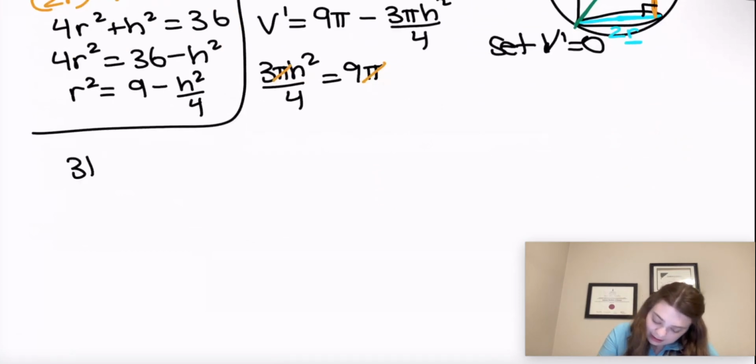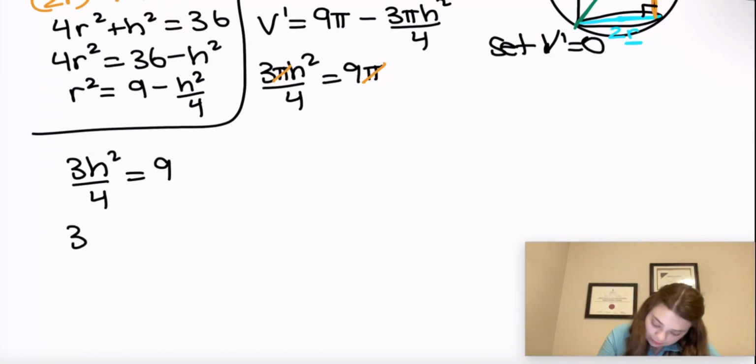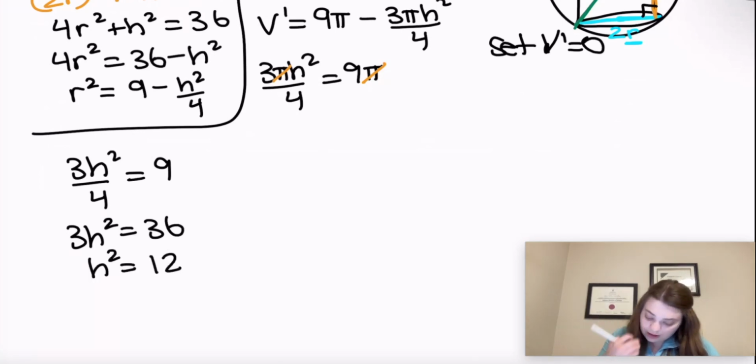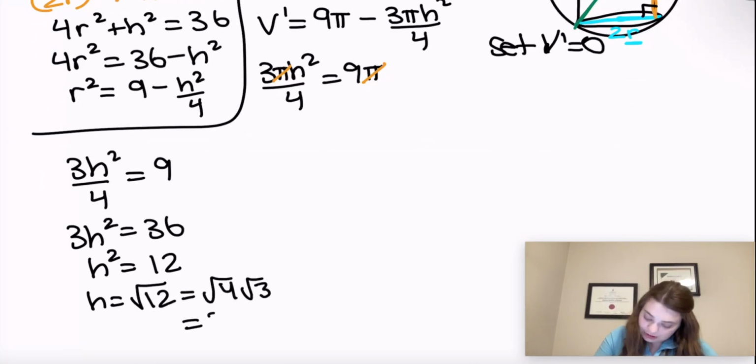We still have 3h squared divided by 4 is equal to 9. So if I multiply both sides by 4, I get 36. So 3h squared is equal to 36. If I divide by 3, I get that h squared is equal to 12. So therefore, h is equal to the square root of 12, which, recall that because 12 is 4 times 3, would just be 2 root 3.